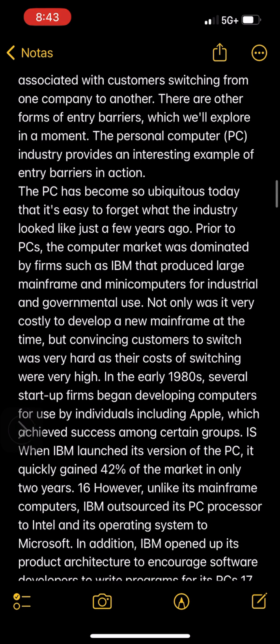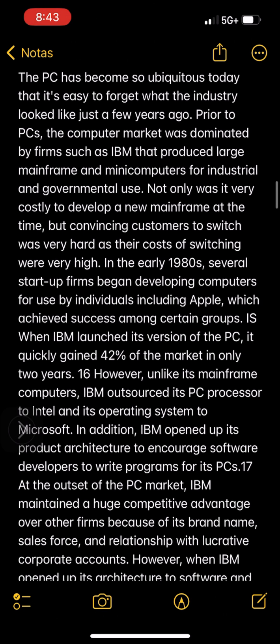The PC has become so ubiquitous today that it's easy to forget what the industry looked like just a few years ago. Prior to PCs, the computer market was dominated by firms such as IBM that produced large mainframe and mini computers for industrial and governmental use. Not only was it very costly to develop a new mainframe at the time, but convincing customers to switch was very hard as their costs of switching were very high. In the early 1980s, several startup firms began developing computers for use by individuals, including Apple, which achieved success among certain groups.